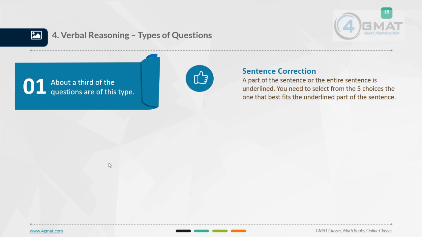About a third of the questions that you will see in the verbal section of the GMAT are the sentence correction questions. A sentence is given to you, usually about a line length or about 2 to 3 lines length. A part of the sentence or the entire sentence is underlined. You need to pick from the 5 answer choices that follow that option which basically would replace this underlined component. If the original sentence is absolutely right, pick answer choice A, which is to say that the given sentence is right. If not, pick one of the remaining 4.